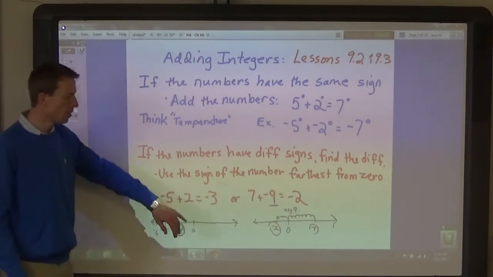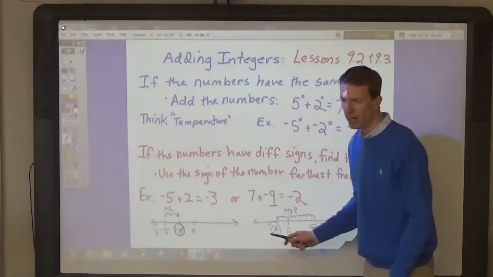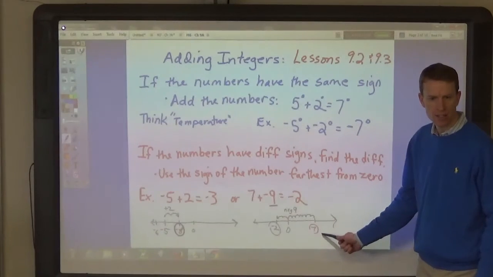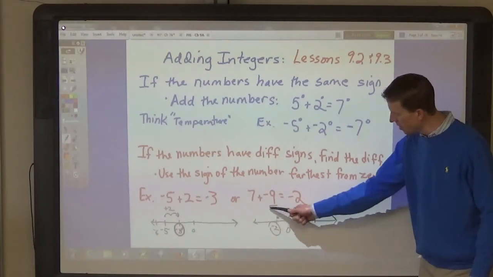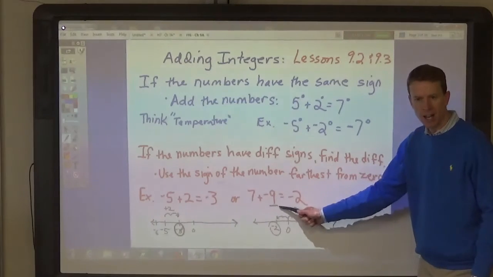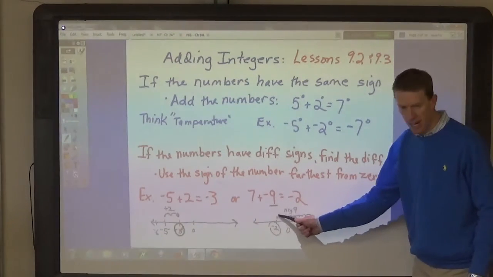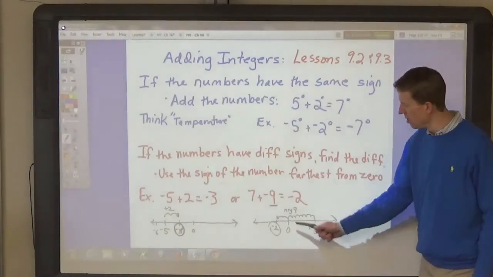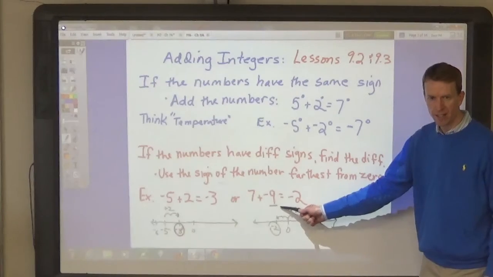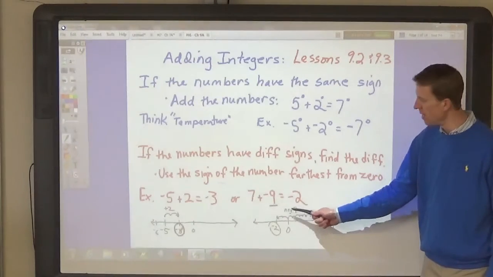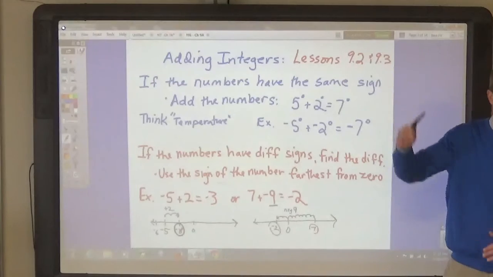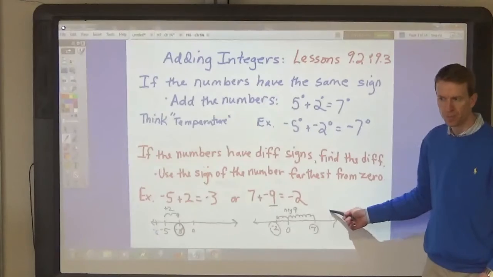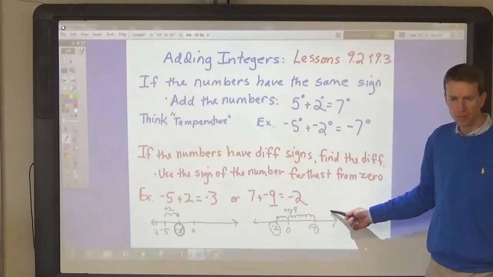Now, everybody look at this example. Okay, stop writing for a minute. Look at this example. If we're starting at 7 degrees and the temperature dropped 9 degrees, 7 plus negative 9, that would take us past 0 to negative 2. So 7 plus negative 9 is negative 2. The negative number has a higher absolute value, meaning that that distance is more than the positive number. Okay? Does that make sense?